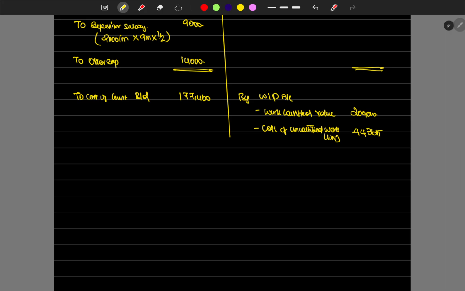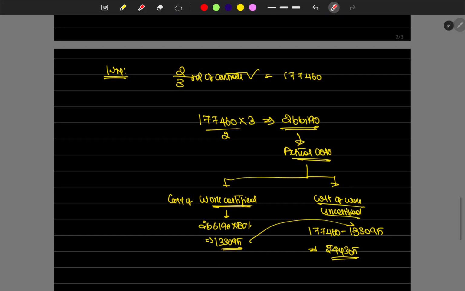So I hope you guys have understood what the scenario is. We are given the information that two-third of the contract is completed, and for the two-third of the contract we have spent 1,77,460. When we are finding out the total figure, we have to reverse it and find out for the whole, because 1,77,460 is the two-third figure. So we multiply with 3 and we get the whole figure. So this is the actual cost.